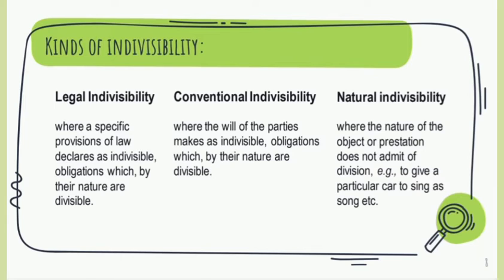Next is conventional indivisibility, where the will of the parties makes indivisible obligations which, by their nature, are divisible. So, under nito yung in-example natin kanina na although yung object is divisible, magiging indivisible yung obligation niya kasi ayun yung kagustuhan ng parties or yun yung intention nila. The last one is natural indivisibility, where the nature of object or prestation does not admit of division. So this object or prestation cannot be divided or hindi pwedeng hati-hatiin. So sabi nga kanina na kapag indivisible yung object or yung prestation, indivisible na rin yung obligation niya.